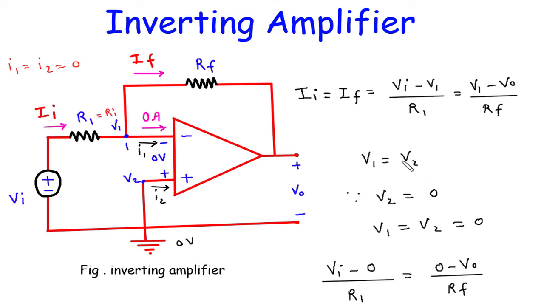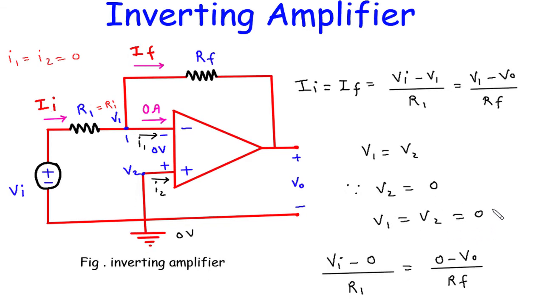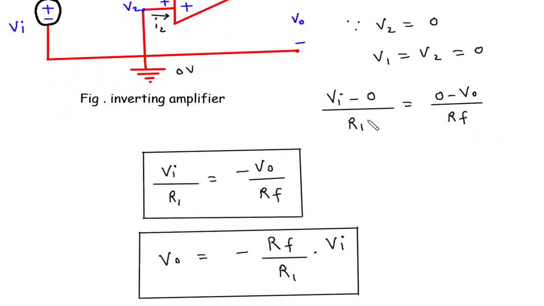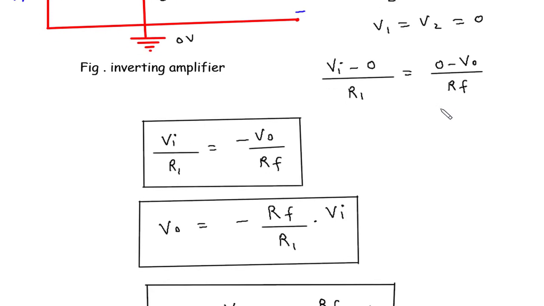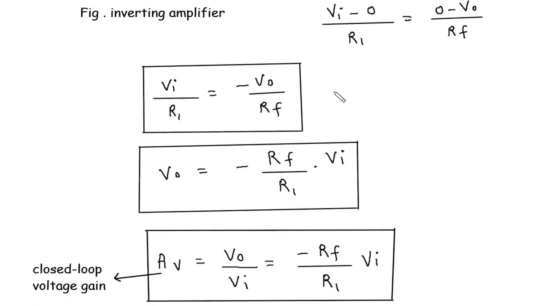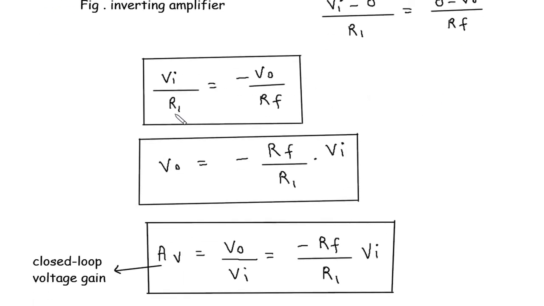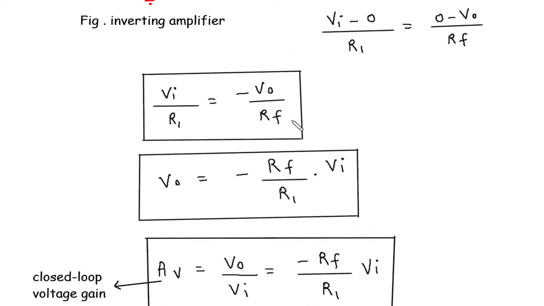But here V2 is connected to ground, so V2 is equal to 0. Therefore, V1 is equal to V2 is equal to 0. So, (Vi minus 0) by R1 is equal to (0 minus Vo) by Rf. That is, Vi divided by R1 is equal to minus Vo by Rf. From this we can say that Vo is equal to minus Rf into Vi divided by R1.